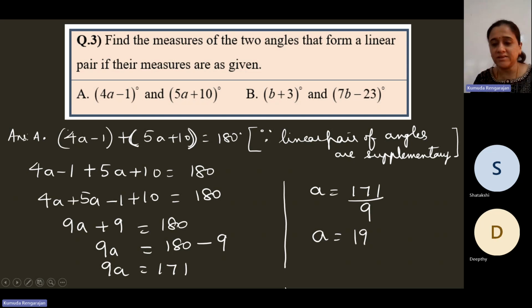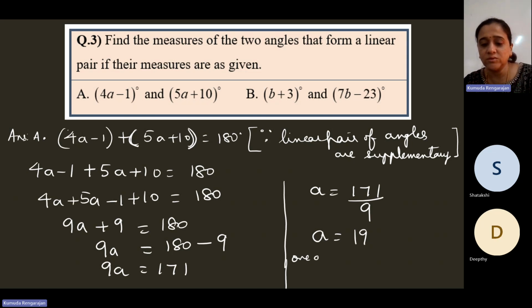But is that the final step? No. We have to find the measures of the two angles. We have only solved for a. We have not found the two angles. So you must write first angle is equal to, or one angle, other angle, whatever language you use. You can say first angle, second angle, or one angle, other angle.